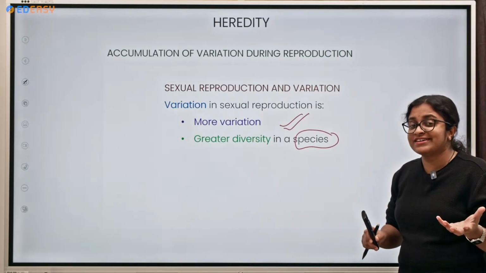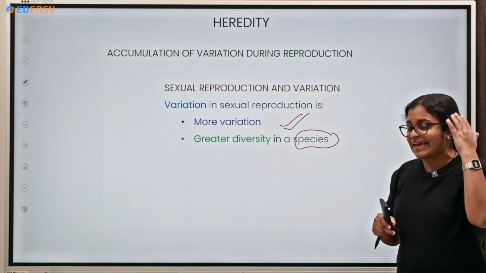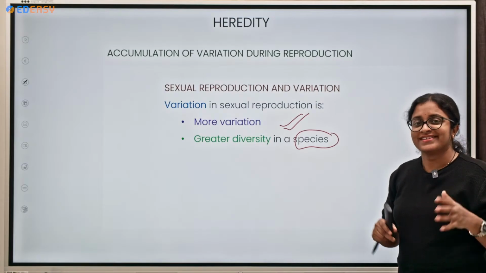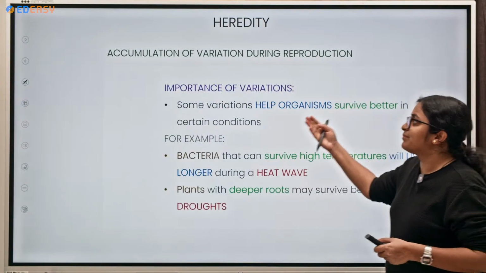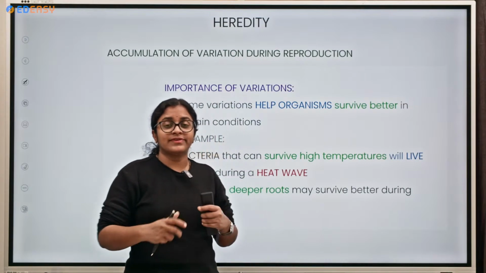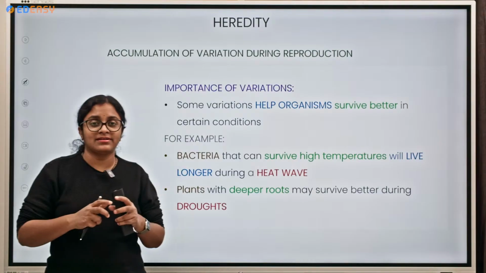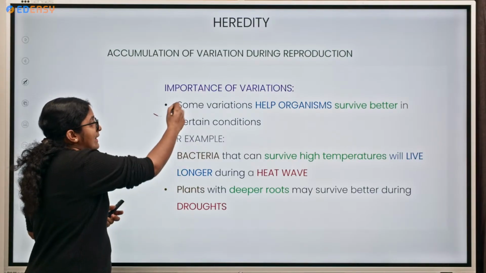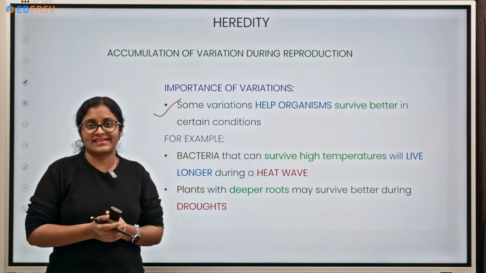But what differs? Eye color, skin color, hair, whether it is wavy, curly, soft, or smooth. So there are many things which will differ. So what is the importance of variation? Some variations are very useful. They make the organism adapt to different environments for better chances of survival. Let's take the good example of bacteria.